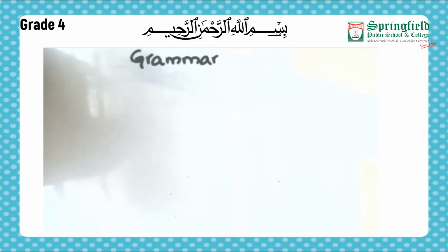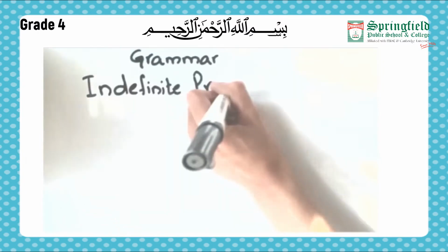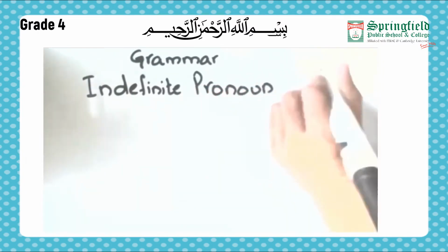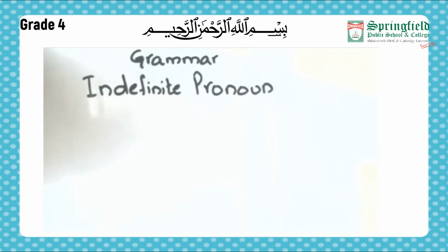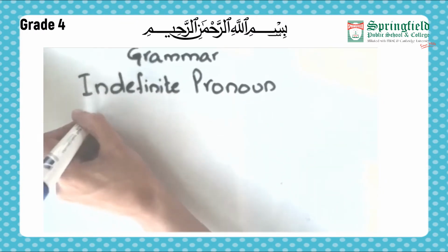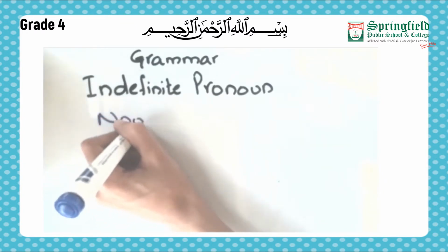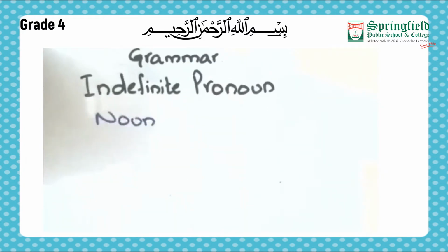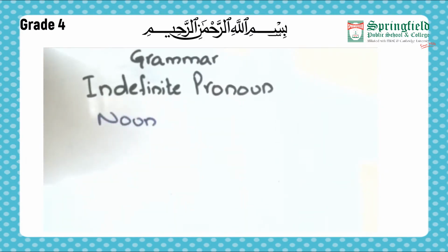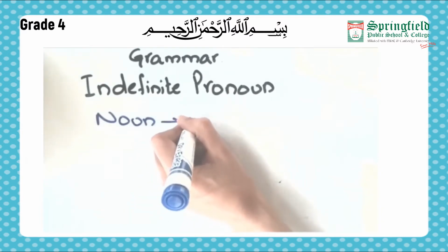So students, in this e-lesson, we are going to discuss grammar. And in grammar, we are going to learn about indefinite pronouns. Now, do you remember the parts of speech? That is a noun and the pronoun. Now, what is basically a noun? Noun is a name of a person, place, animal or a thing. So that means noun is a naming word.